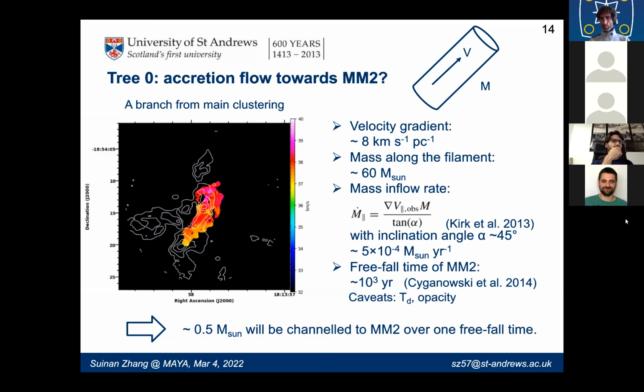Assuming this velocity gradient is caused by filamentary accretion flow, we could derive a mass inflow rate using a very simple cylindrical model, assuming an inclination angle of 45 degrees. The mass inflow rate is estimated to be about 5 times 10 to the minus 4 solar masses per year. We want to say that this value is comparable to other mass inflow rates measured in other high-mass star forming regions.